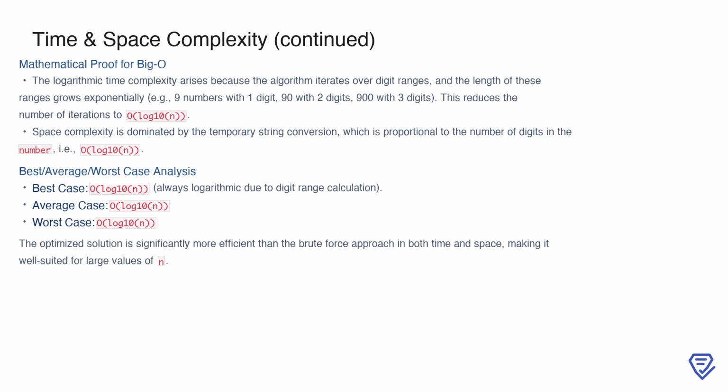Similarly, the space complexity is dominated by the temporary string conversion, which depends on the number of digits in the number and is proportional to log 10 n. When analyzing best, average, and worst-case scenarios, the time and space complexities remain consistent at O(log 10 n), because the digit range calculation process is always logarithmic. This consistency and efficiency make the optimized solution well-suited for handling very large values of n, providing a significant improvement over the brute force method in both time and space requirements.